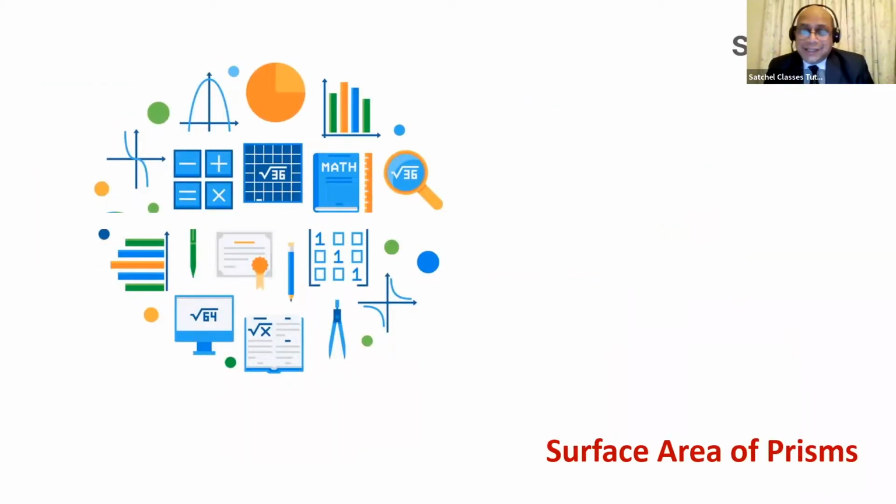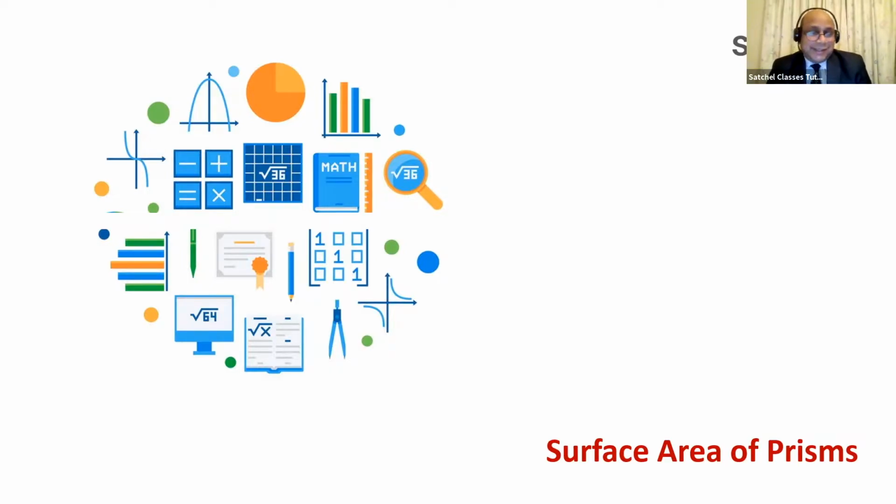What are we going to learn in this session? First, we'll try and understand what we understand by surface area of any 3D shape. Then we'll understand what the components of surface area are, which are the components which make up the surface area of any 3D shape. And finally, we'll devise a formula to calculate surface area of any prism.